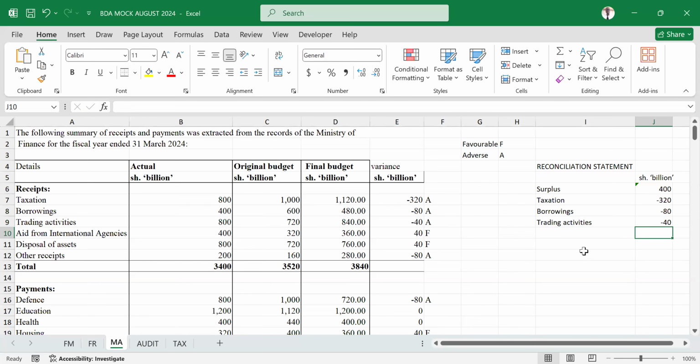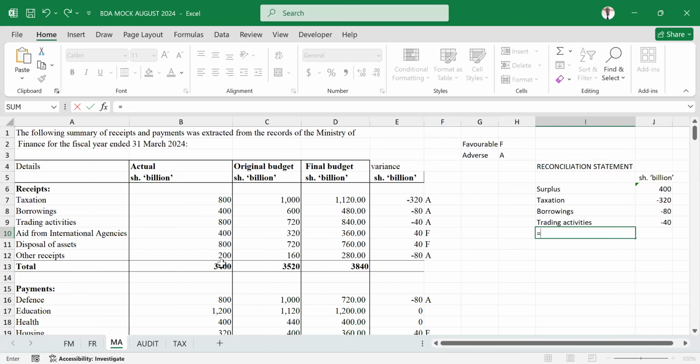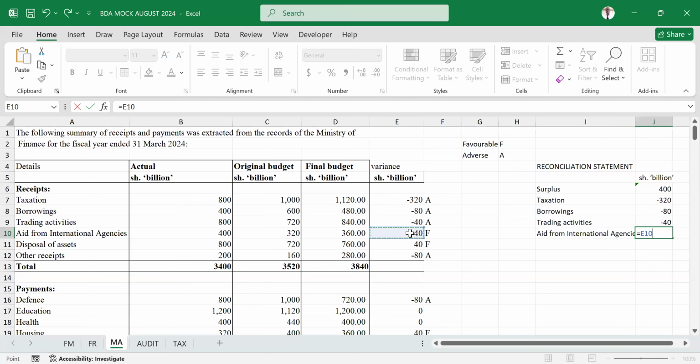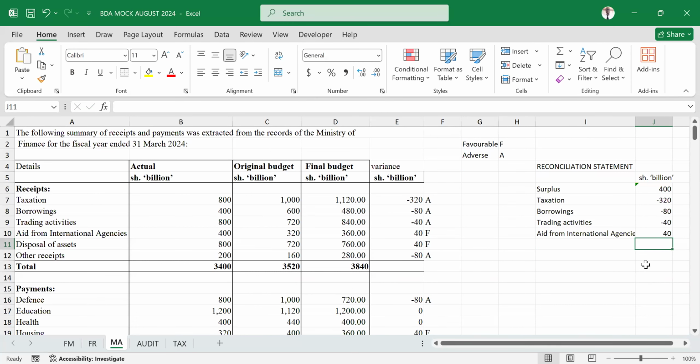Then what happened on aid from international agencies? We expected to receive 360 billion, but we surpassed it. We received more. By how much? By 40 billion. We received 400. So it means we had a favorable variance there. So we bring it also because it is one of the outputs that led to our initial surplus we are reconciling here. So under aid from international agencies, we got a favorable variance of 40 billion. We bring it there. Then on disposal of assets, we expected to receive 760 billion.